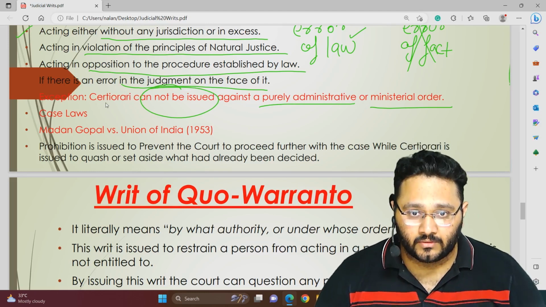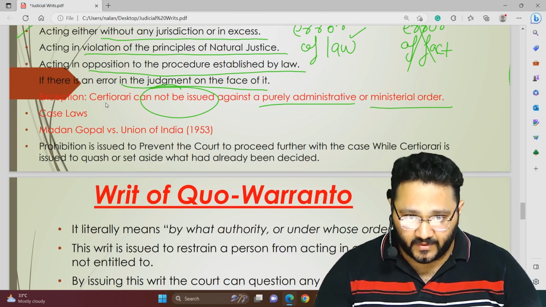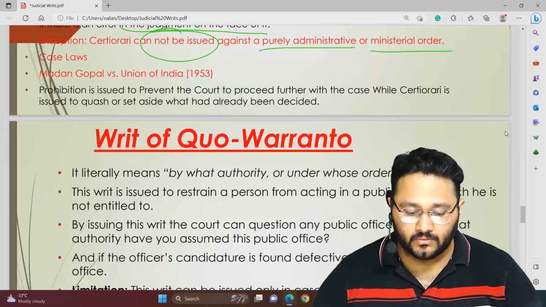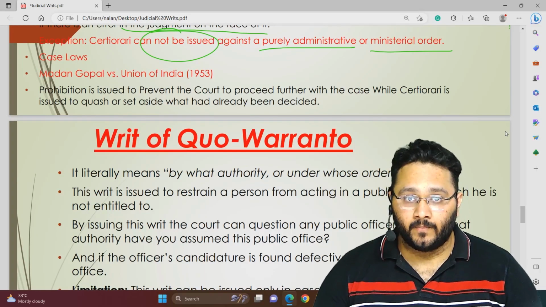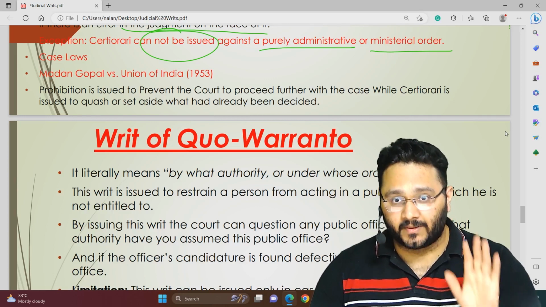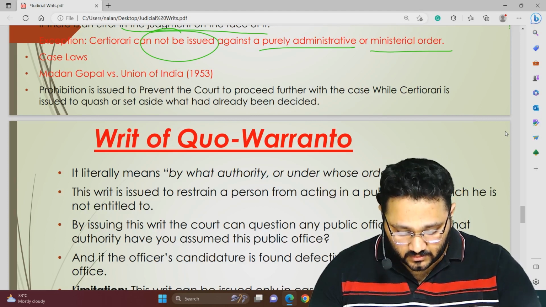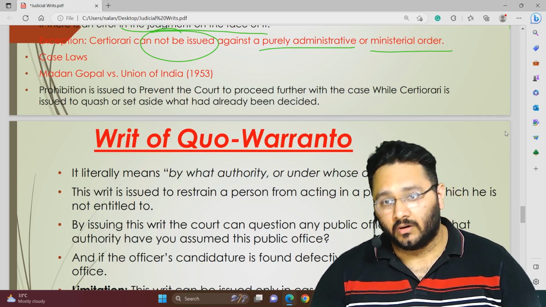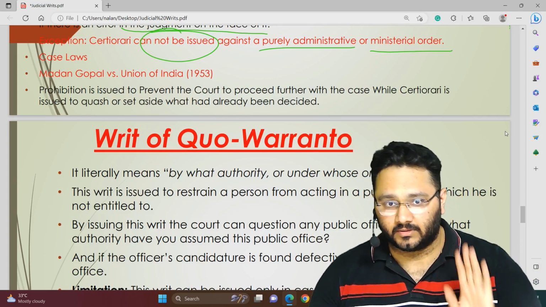In Madan Gopal versus Union of India, the court said prohibition is used to prevent the court from proceeding further, while certiorari is issued to quash or set aside what has already been decided. Meaning, before the court reaches its final decision, stopping it is prohibition. And in case the court has gone outside its jurisdiction and given a decision, cancelling that decision is called certiorari. Prohibition comes before the judgment, certiorari comes after the judgment. I hope it is clear.